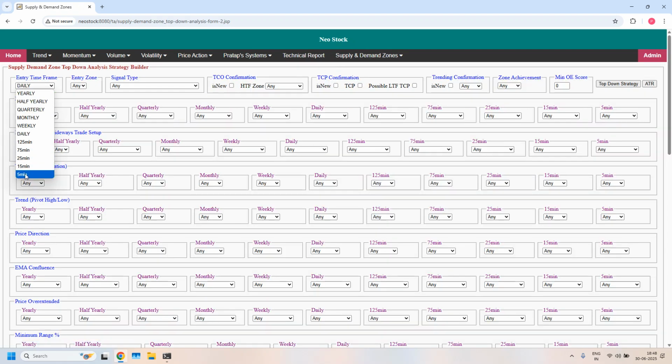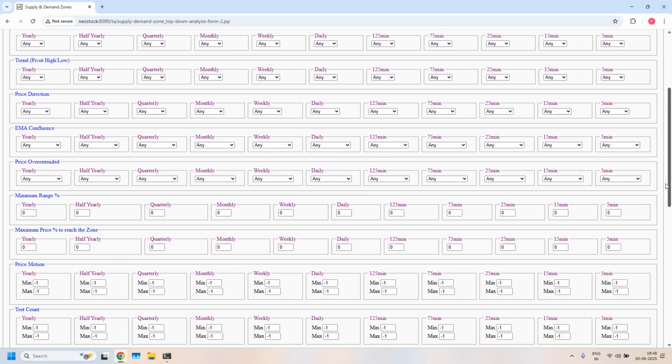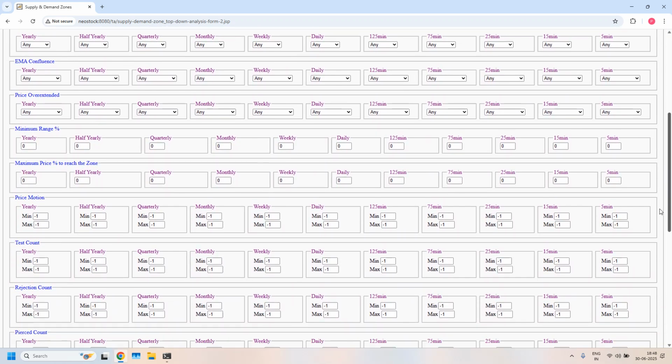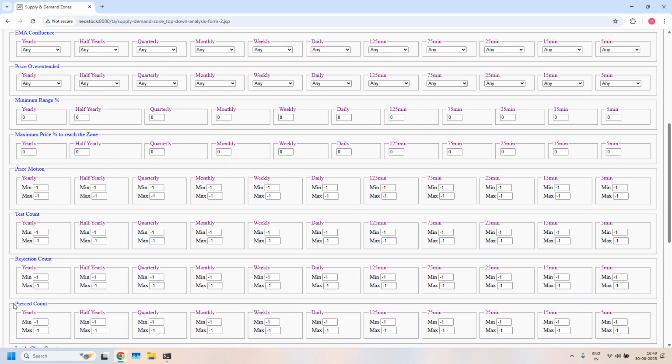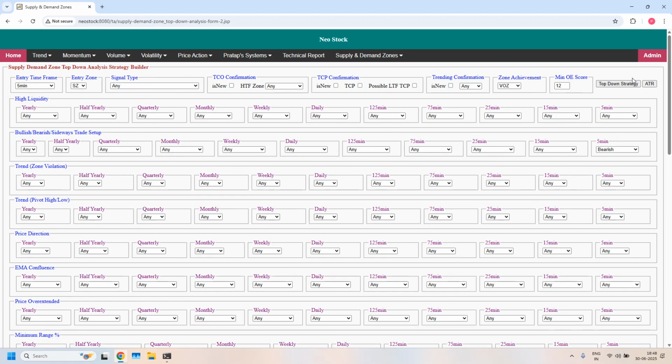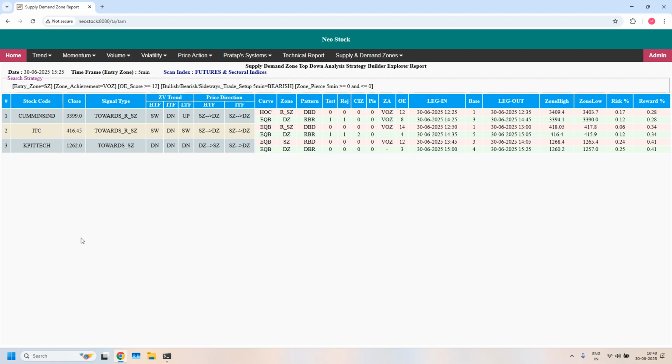Entry time frame 5 minutes, entry zone supply zone, bullish or bearish or sideways. At 5 minutes I am selecting bearish. Zone achievement VOZ, minimum odd enhancer score 12 and also 5 minutes supply zone should not be pierced. So in the pierced count at 5 minutes minimum value 0, maximum value 0. So with these filters we got 3 stocks.